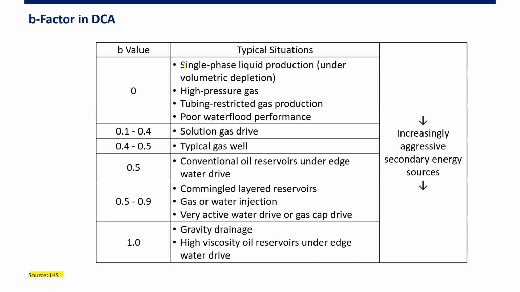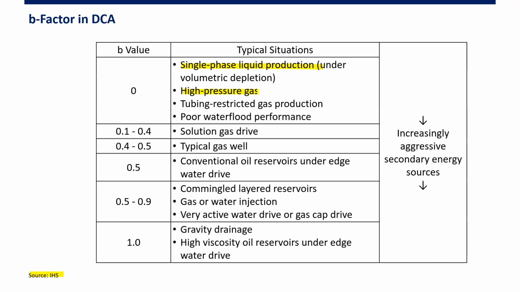All right. So we start from exponential decline, B equals 0, typical situations: single phase liquid production under volumetric depletion. If you have depletion drive, or a reservoir with fluid expansion as the main drive mechanism, the B exponent will be 0, or the production will be like exponential decline. And if you have a high pressure gas reservoir, it tends to have exponential decline as well. And also tubing restricted gas production.